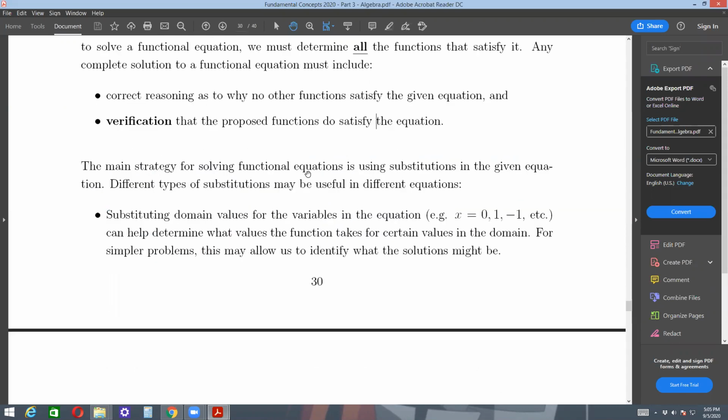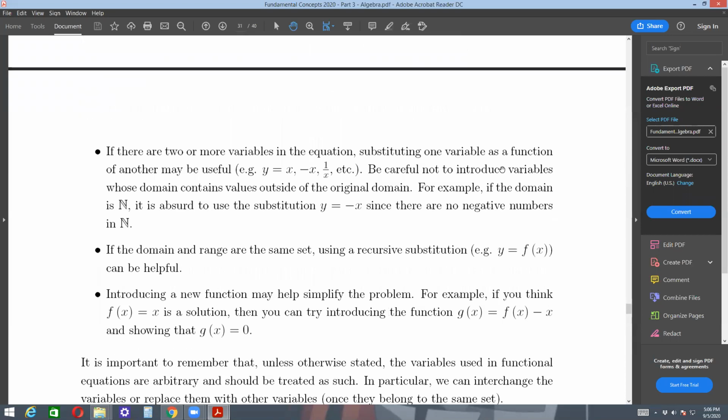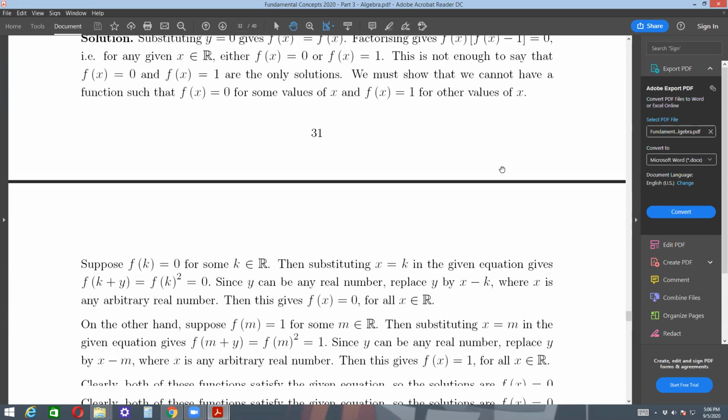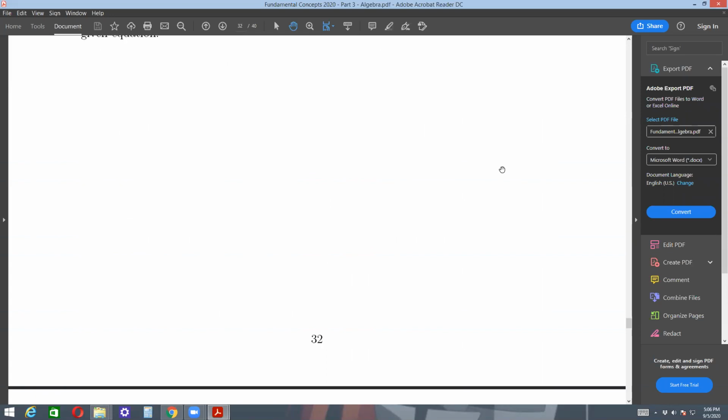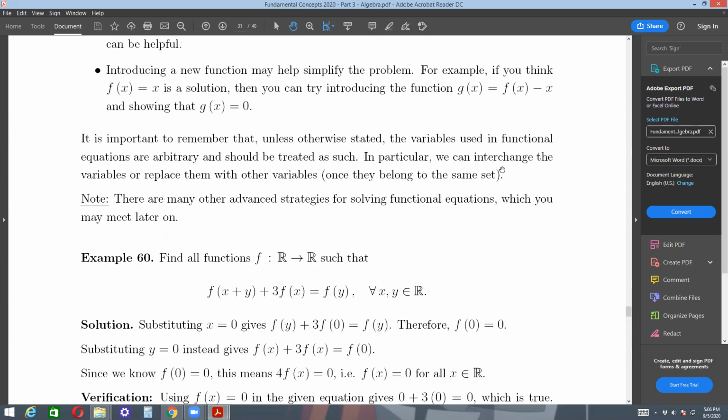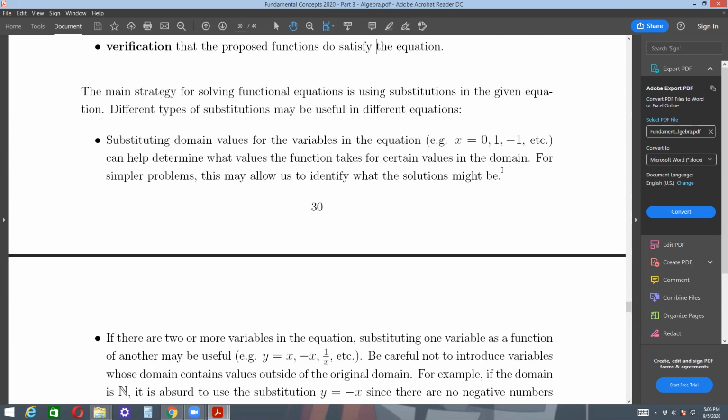So the main strategy for solving functional equations is to substitute values and see what happens, right? It's not just substituting values, it's substituting other things as well. Okay, so we could go through this and then I'll look at a more advanced version of this after. So we'll do this and then take a break and then finish off that part of it.